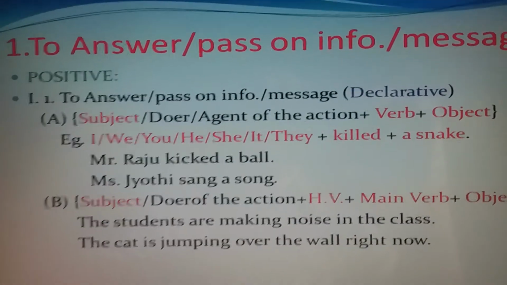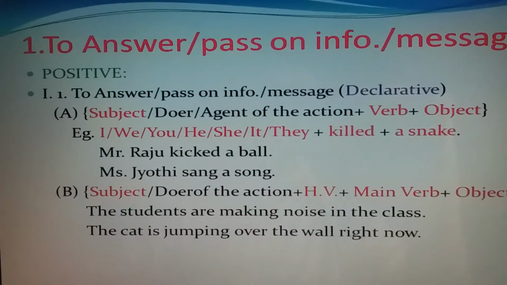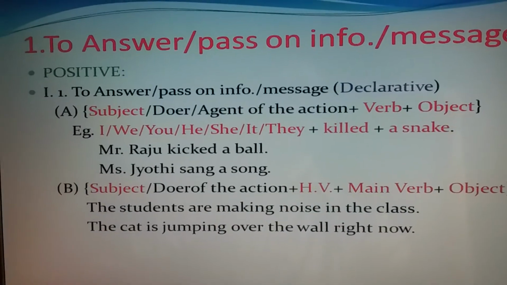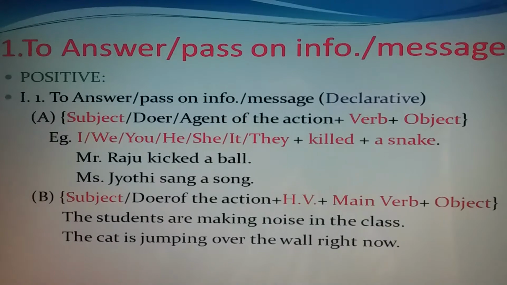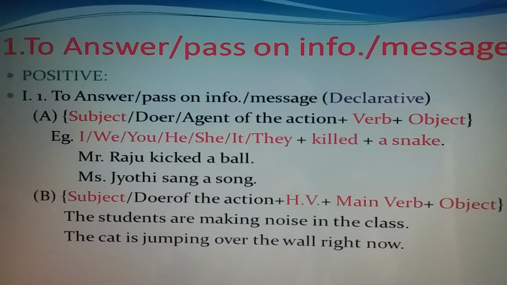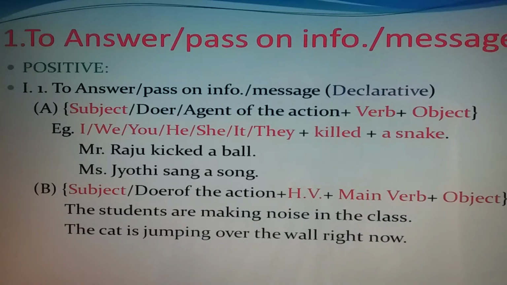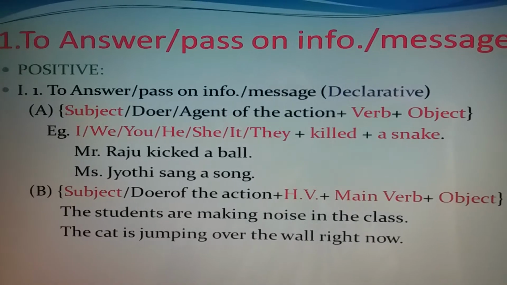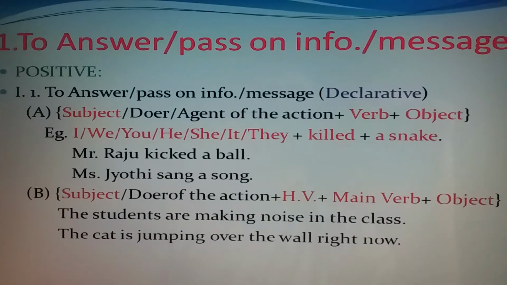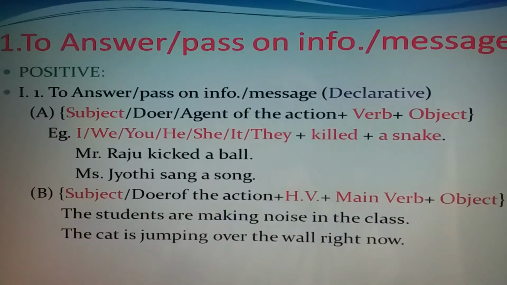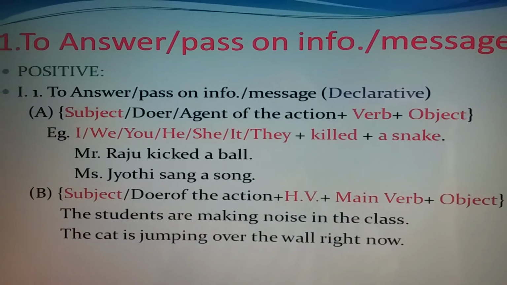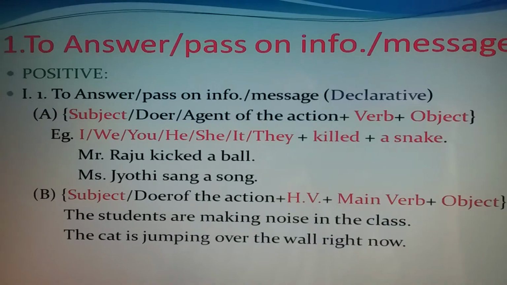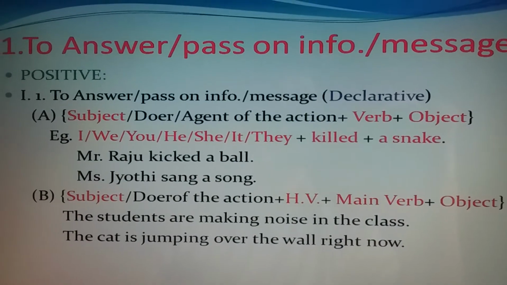So let us move on to the next slide. When you want to answer or pass on a message or information, you need to use this particular structure, that is called subject, verb, object. It is a positive sentence. Suppose you see this: I, we, you, he, she, it, and they. All of these pronoun forms we use in place of the subject, the doer or agent of the action. Then afterwards we use the verb, killed, and the object, a snake.